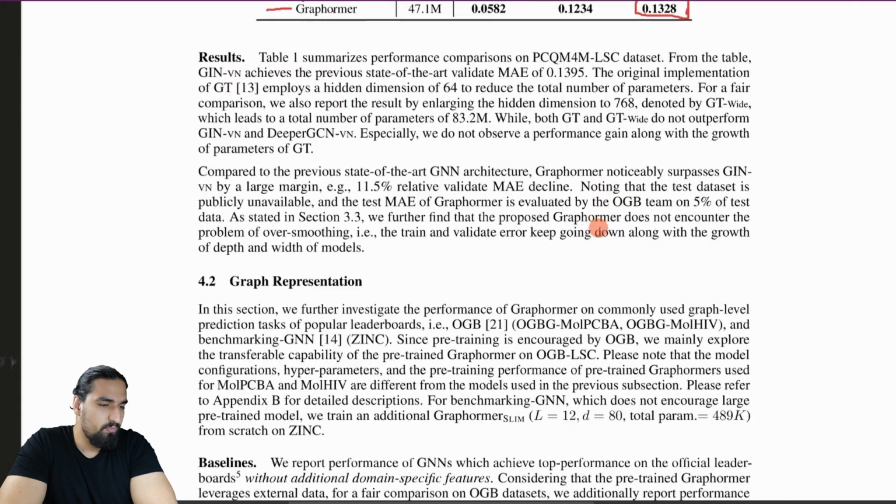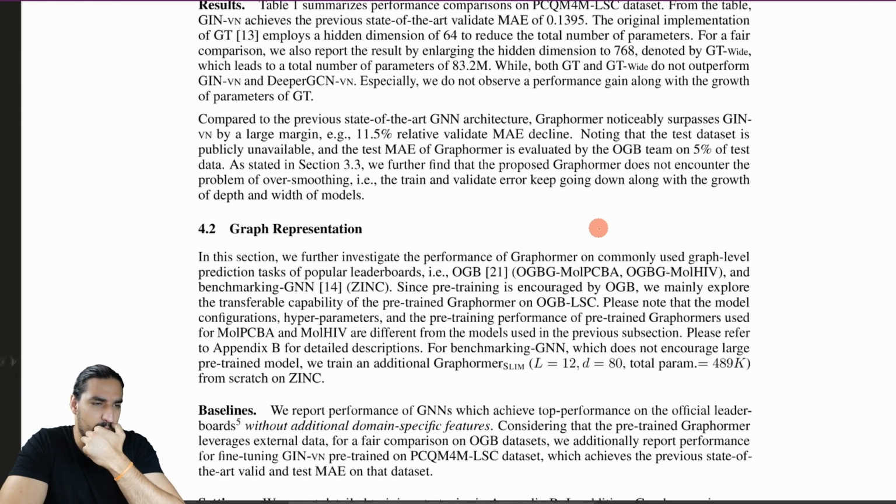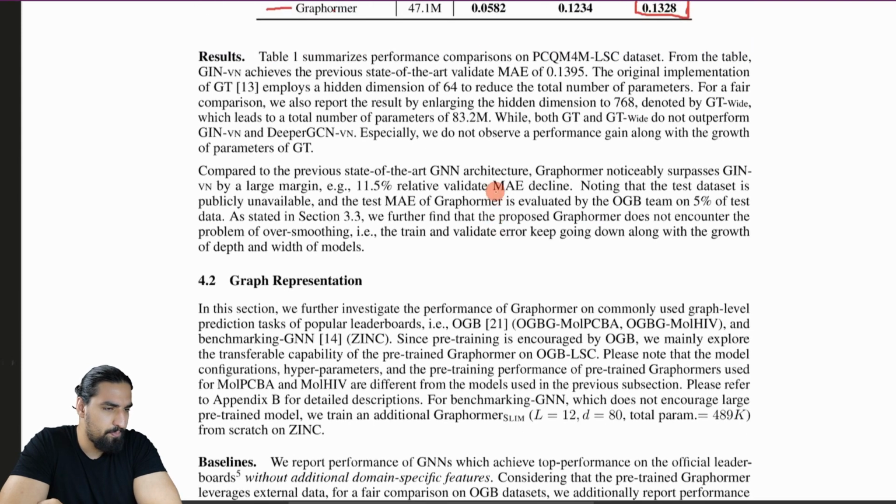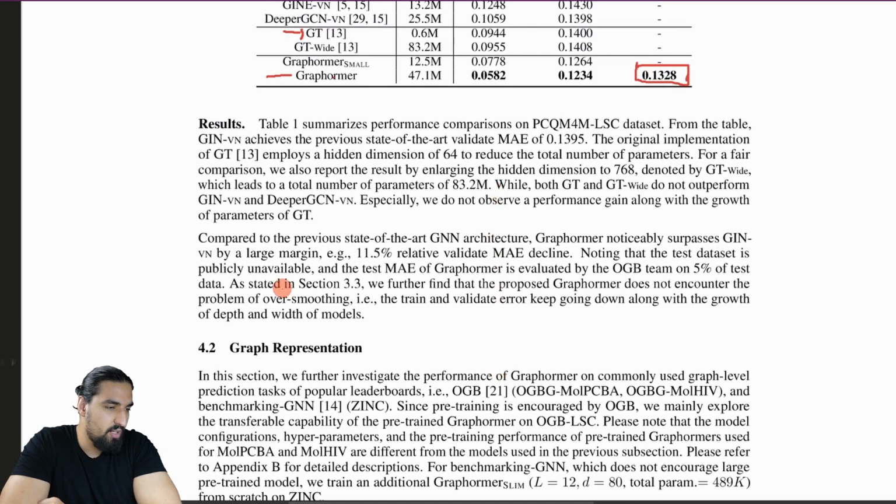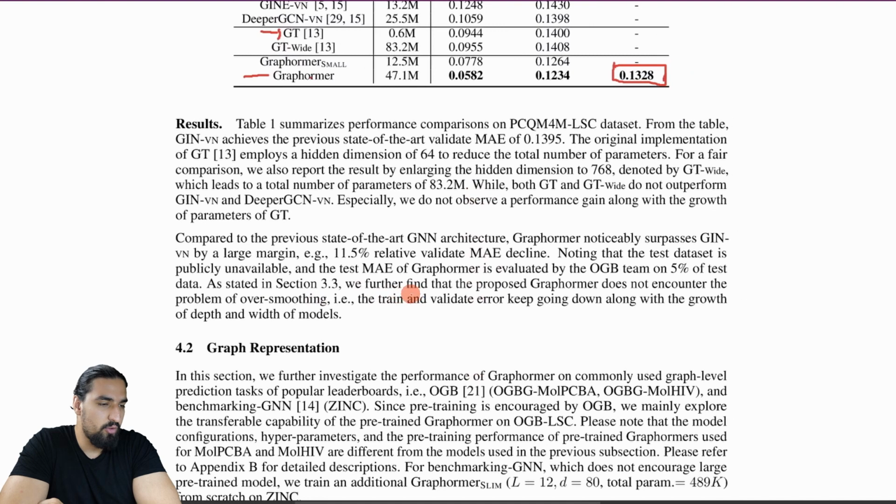And there's one thing I want to mention here. Let me just see where it is. It basically, as stated in section 3.3, we further find that the proposed Graphormer does not encounter the problem of over-smoothing, i.e. the train and validate error keep going down along with the growth of depth and width of models.